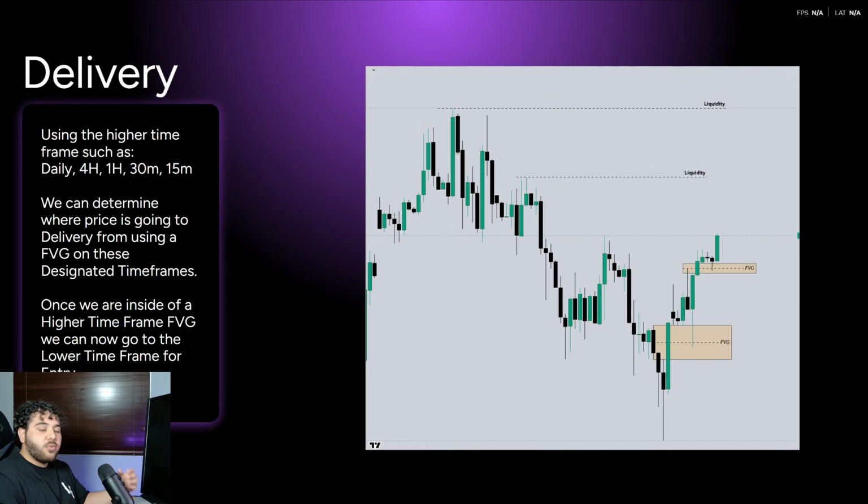Going to our next step, we're going to be figuring out our delivery. Now, using the higher time frames such as the daily, 4-hour, 1-hour, 30-minute, and 15-minute, we could find a fair value gap. Right here, we're specifically looking at the 4-hour. You could see that we're respecting fair value gaps down here, and because it's the higher time frame, we're not necessarily going to take a trade off of here, but this shows us where price is respecting and also an opportunity for us to go long when we're on the lower time frame.